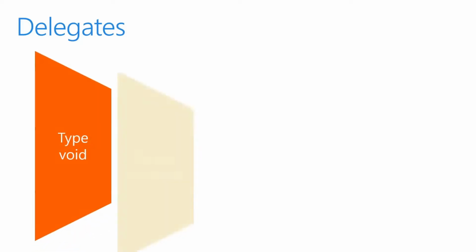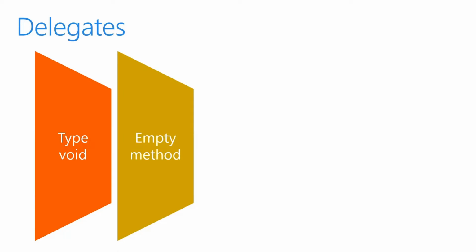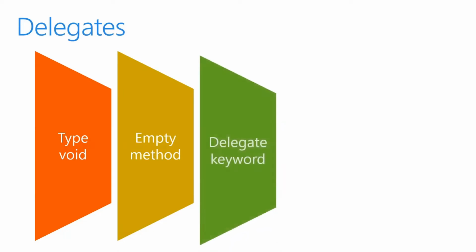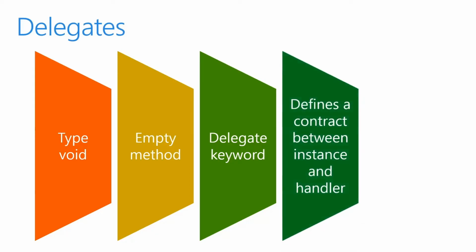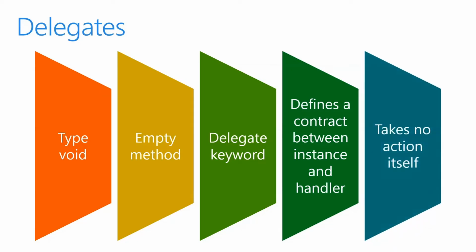A delegate declaration must have three main things. It must have the delegate keyword, the type void, and an empty method. Delegate methods serve as a means for defining a contract between the delegate instance and the delegate handler. A delegate takes no action itself. This is enforced by having a void type and having no code in the method.